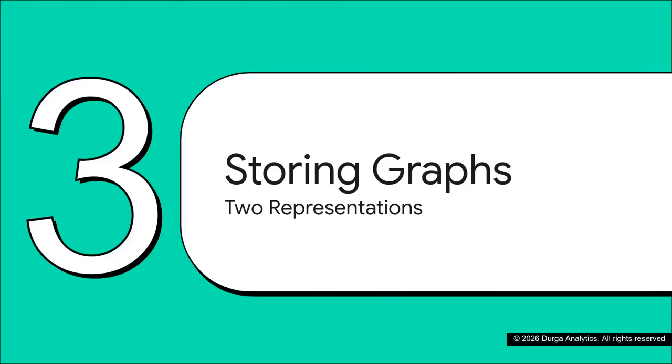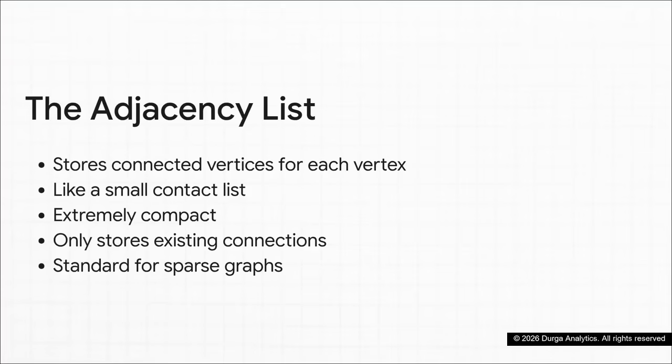All right, section 3, storing graphs. We've got the theory down, but how do we actually write this in code for a production environment? Our first and most common option is the adjacency list. This literally stores a list of connected vertices for each individual vertex. It's like giving every single node its own personal, highly curated contact book of direct neighbors. Because you only store the connections that actually exist, it is incredibly compact.